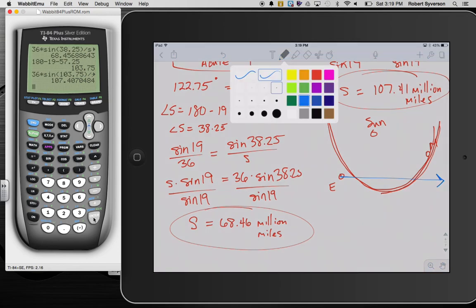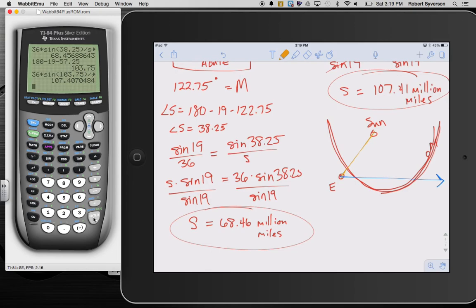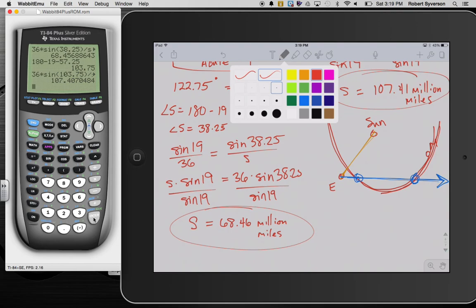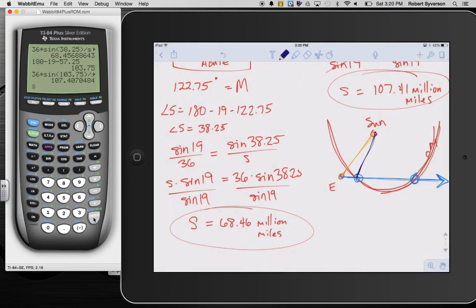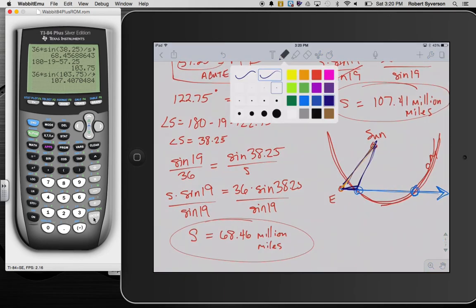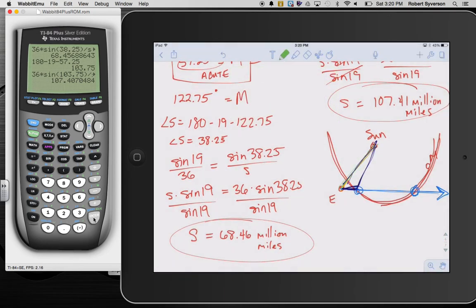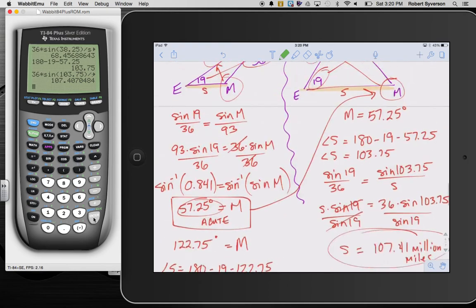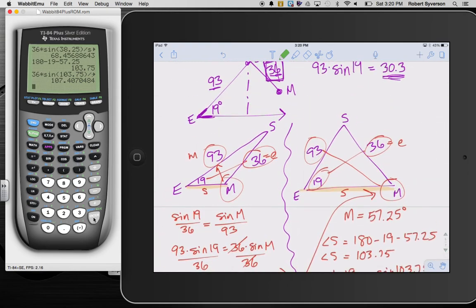Okay, so we've got this line of sight between Earth and the sun, and then with Mercury passing through, it hits right here and right here, creating two different triangles. It creates a triangle here, which was the triangle we solved for on the left. And then it also hits and creates a triangle like this, which was the triangle we solved for on the right. That's why we have two different triangles.